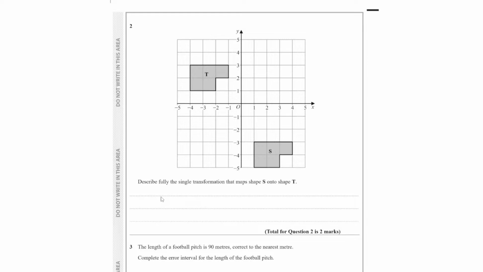So the last thing that we could say is it's a translation. That's the one where it's just been moved left, right, up and down. So the first mark is for what type of transformation.